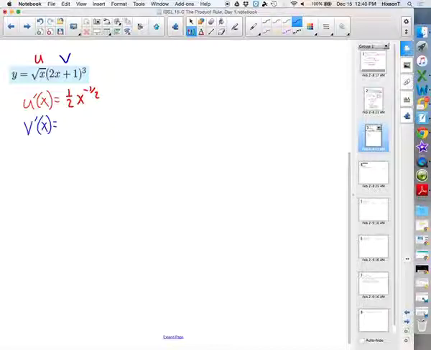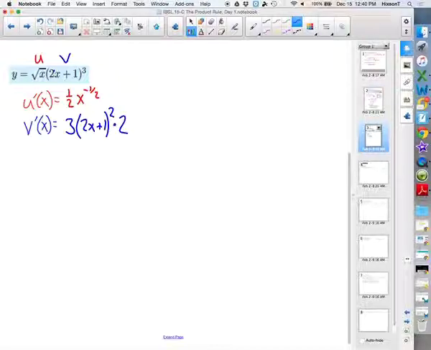What's v prime? 3 times (2x plus 1) to the second, times 2. Good. Why is it the times 2 again? Can you explain? Somebody? Well, you have to do the outer times the inner. And the inner would be just 2, right? Yeah. The derivative of the inner function, the derivative of 2x plus 1, is just a 2. So you just multiply that on here.